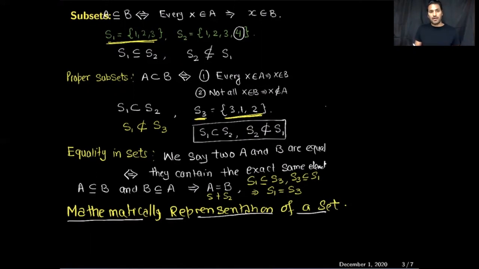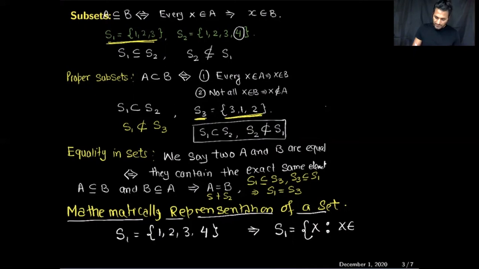So our next topic is how to write a set more mathematically. For example, if I have a set S1 whose elements are 1, 2, 3, 4, I can also write this set S1 in a more mathematical representation. This representation is {x : x is a natural number}, where the colon means such that. So you can see x belongs to the natural numbers, and x is between 1 and 4. So all the natural numbers between 1 and 4 belong to S1.